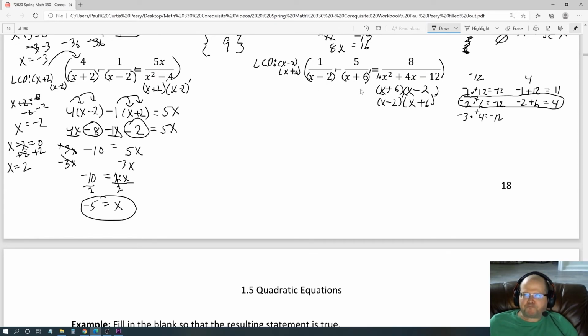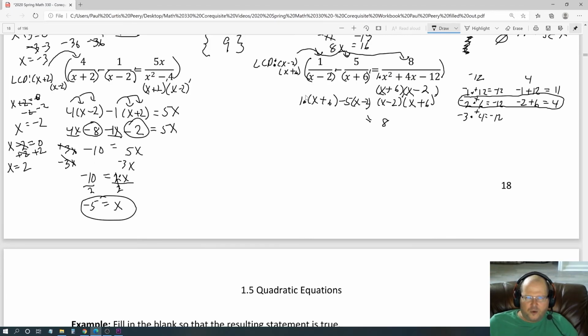Okay, now we multiply this through. So the x minus 2 cancels out. We keep the 1. The x minus 2 cancels out, leaving me the x plus 6. Okay, minus 5. The x plus 6 will cancel out on the second one, leaving me the x minus 2. Should have written that lower, sorry. Next, I'm going to distribute it to the other side, and everything's going to cancel out, leaving me the 8.